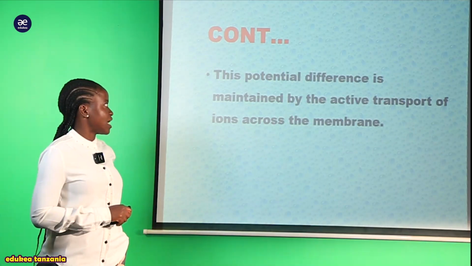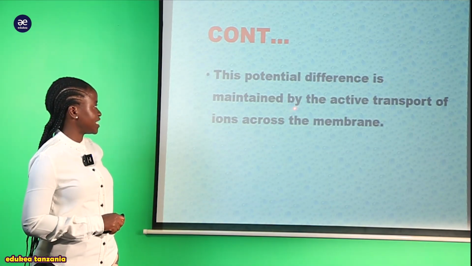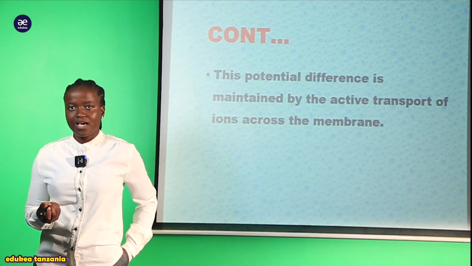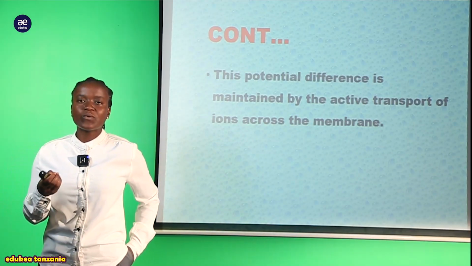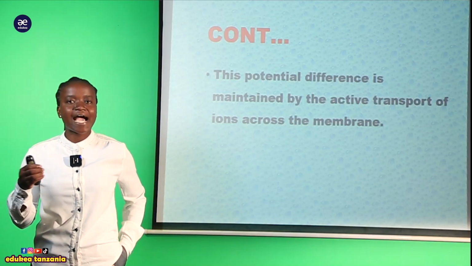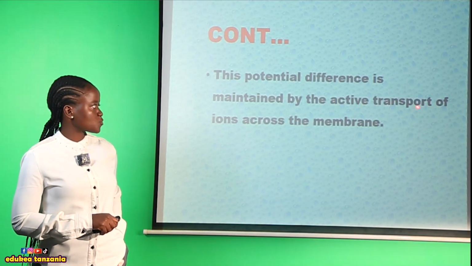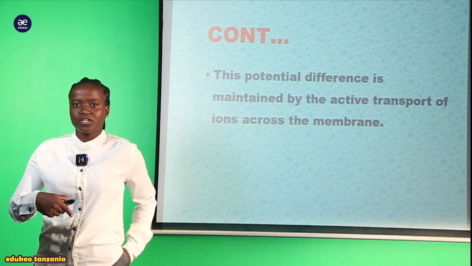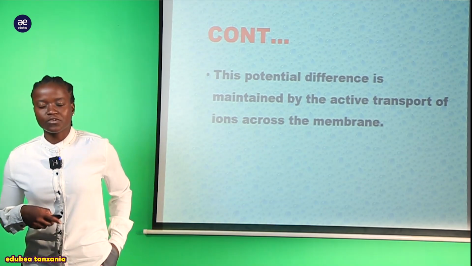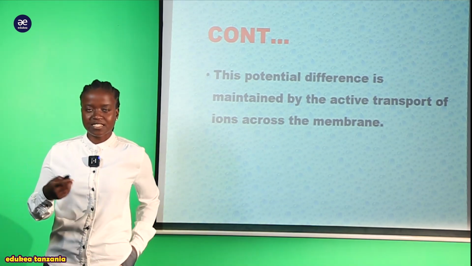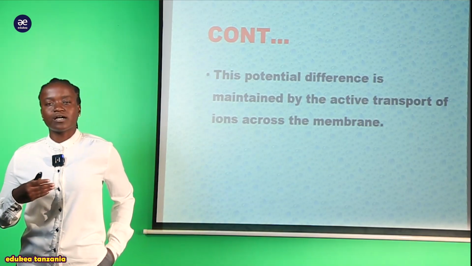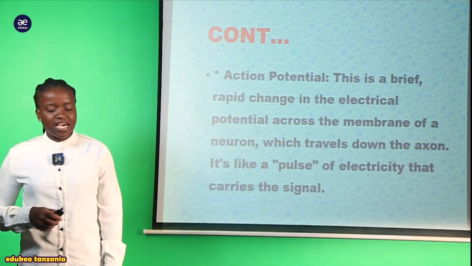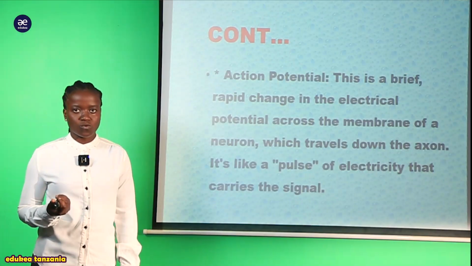And also this potential difference is maintained by the active transportation of the ions across the membrane. So here the resting potential is attained when there is active transport of the ions from the inside environment of the neuron to the outside environment of the neuron. We're going to see later on in the next session, but here you have to be aware of what it is. And last thing here, it is action potential.